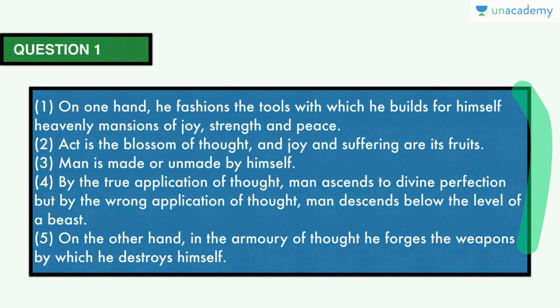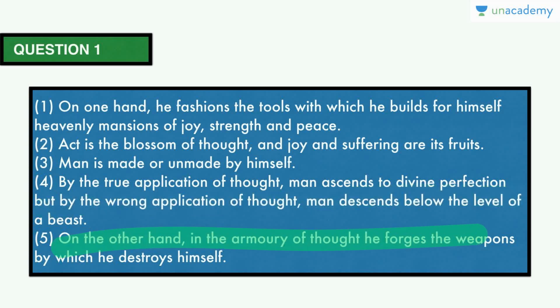On one hand, he fashions the tools with which he builds for himself heavenly mansions of joy, strength, and peace. Act is the blossom of thought, and joy and suffering are its fruits. Man is made or unmade by himself. This is a very crisp opening sentence, probably. By true application of thought, man ascends to divine perfection, but by wrong application of thought, man descends below the level of a beast. So this is some sort of words of wisdom.